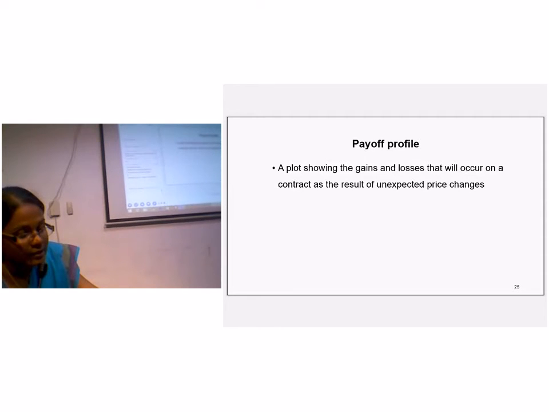Now, in the earlier case, the buyer is having 10 rupee benefit. The seller is having 10 rupee loss, right? So now in the payoff profile, we are concerned about profits and losses to the buyer and seller due to this forward contract. Okay.